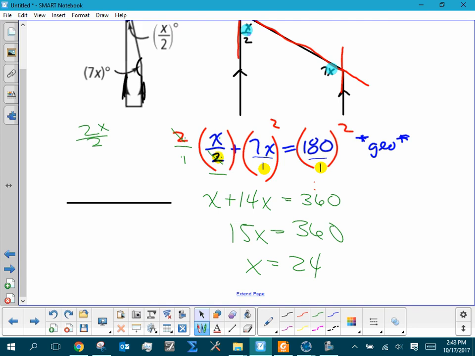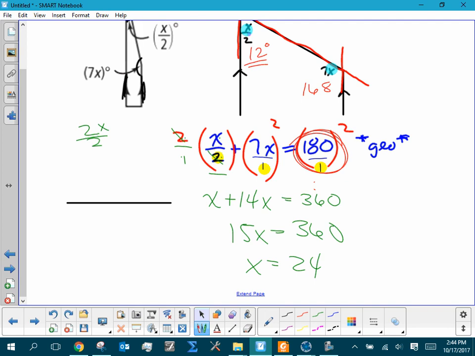You should be able to plug that back in, and every one of these problems has a built-in check to it. I plug back in that 24 over 2 is 12. 24 times 7, 7 times 4 is 28, carry the 2, 7 times 2 is 14, add 2, 16. So 12 and 168. What do you get when you add those 2 numbers together? 180. So the built-in check is to make sure that the number you plug back in gives you the relationship that you started with, or that you thought you should have started with.